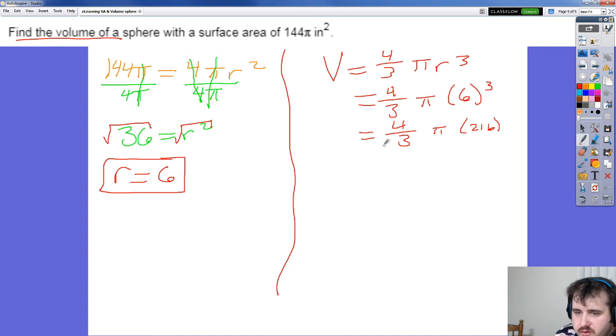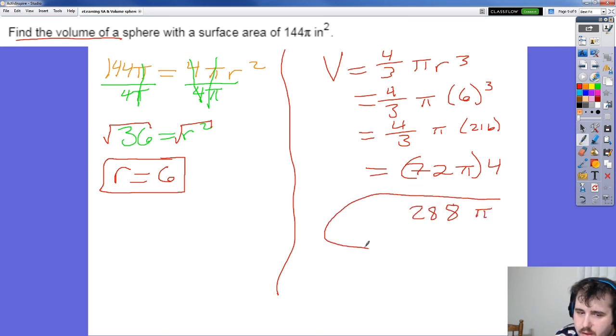I'm going to do 216 divided by 3 first, because that's easy. 21 divided by 3 is 7. 6 divided by 3 is 2. And we got to multiply all that by 4 still, because we just did the 3. Now we need to times 4. And 2 times 4 is 8. 4 times 7 is 28 pi.